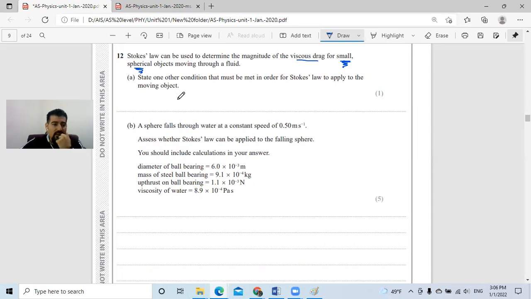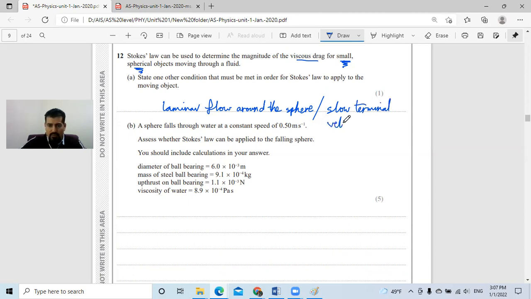Exactly. Now Hamza gave us both accepted answers. It's supposed to be laminar flow around the sphere, or you can say that the sphere must have what? A low terminal velocity. Okay, slow terminal velocity for the sphere.